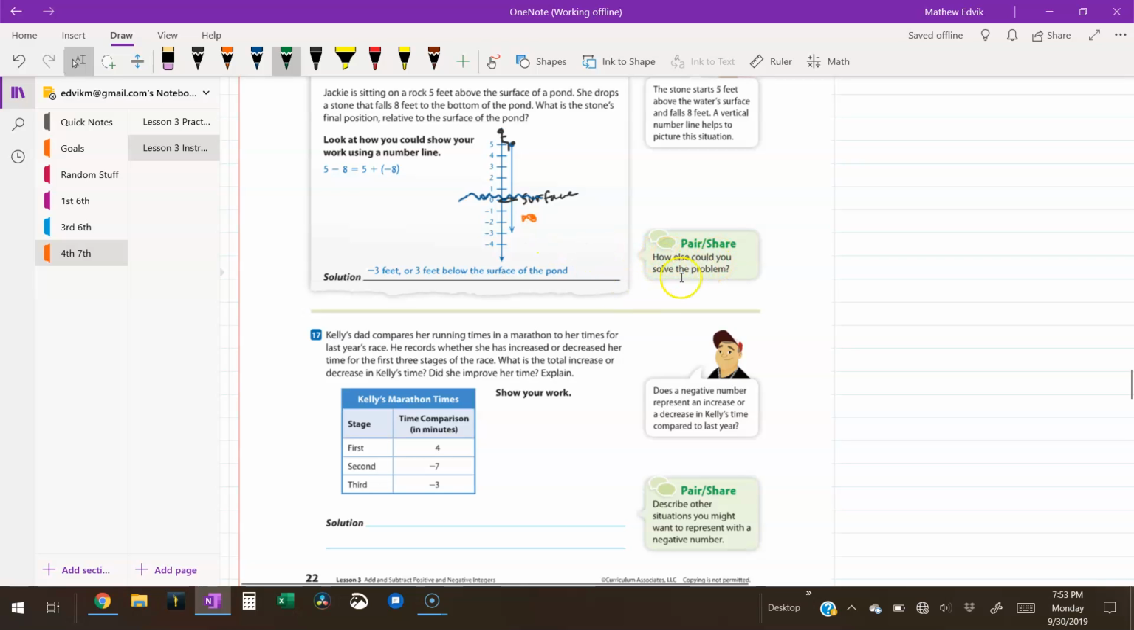So how else could you solve this problem? We want to pair share that. So let's pause for a second and pair share how else we could solve this problem.